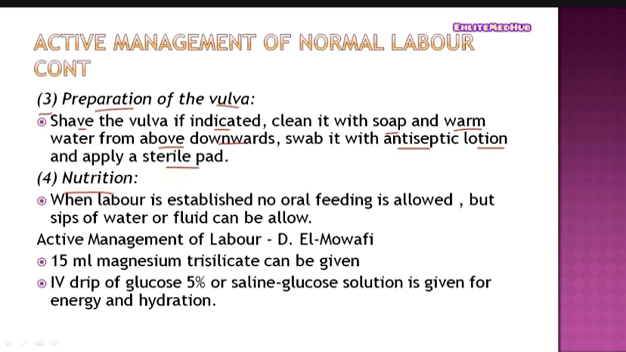Fourth is nutrition. When labor is established, no oral feeding is allowed, but sips of water or fluid can be allowed. So you give 15 ml magnesium trisilicate if indicated. You give intravenous drip of glucose 5% or saline glucose solution for energy and hydration.